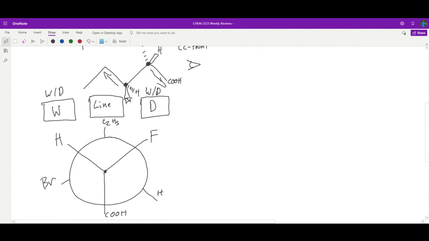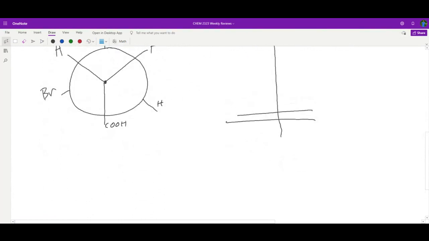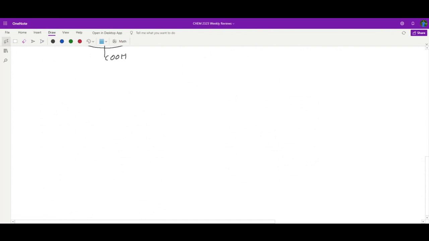Now we're going to go to the Fischer projection, but I'm going to go from line angle to Fischer rather than Newman to Fischer. I always like to make the Newman or Fischer from my line angle, and not the other way around. Okay, I don't know why it's doing that. I'll just redraw right here.